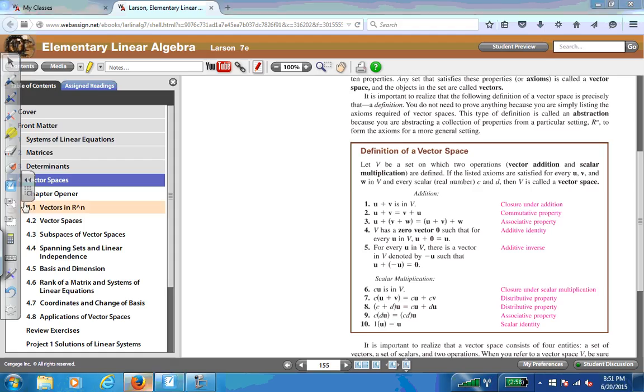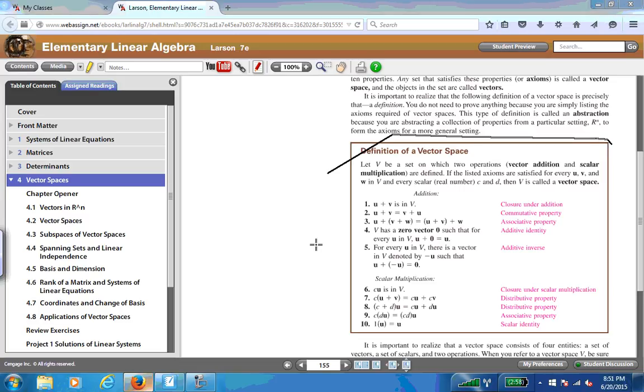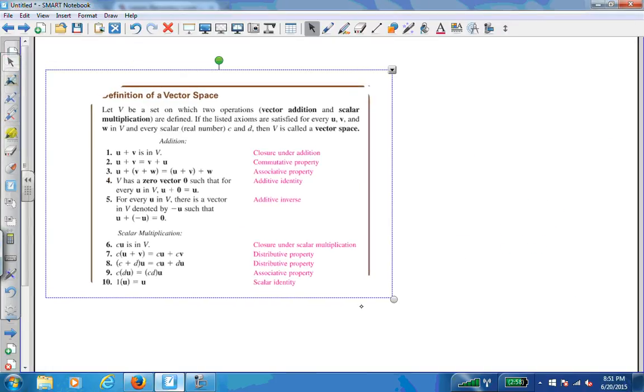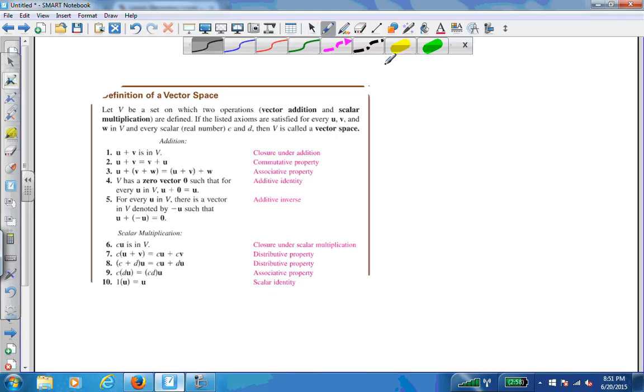Here's a list of those properties, and we're going to expand it to something other than just vectors. It could be a matrix, it could be a polynomial, but if it has the same properties as vectors do, then we'll consider it a vector space.